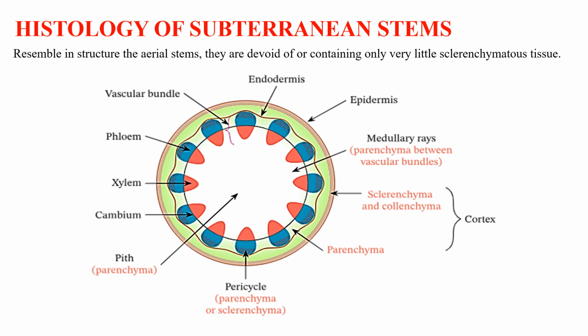This was all a brief hint about the morphology and types of subterranean stems. Now we will discuss the histology of the subterranean stem. If we take a transverse cut in a subterranean stem, what are the tissues or cells we can see in this section? There are several tissues that we will discuss in detail now. It also resembles in its structure the aerial stem, and it is devoid of or contains very little sclerenchyma tissue. We have the epidermis, the cortex layer, the vascular bundle composed of pericycle, phloem, and xylem, and inside we have the pith, like the aerial stem.